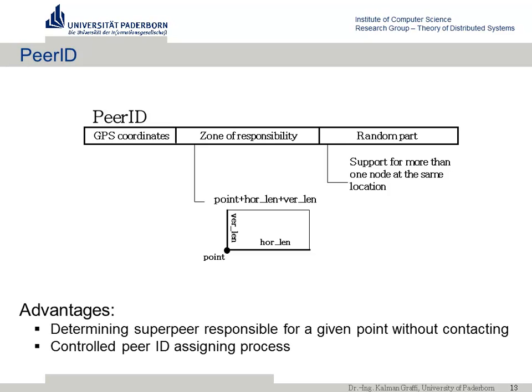So the good point is, by having that kind of PID, you do not have to communicate to the other nodes your responsibility range, because by knowing your ID, they also know for what kind of area you are responsible, and they don't have to contact you and ask you in order to check whether some super peer is responsible for a given point. So they just look at your ID and know automatically where you are and what you're responsible for.